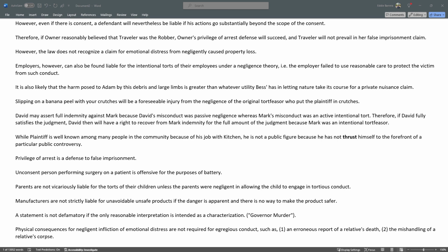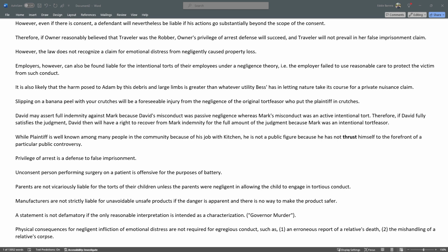Parents are not vicariously liable for the torts of their children unless the parents were negligent in allowing the child to engage in tortious conduct. Manufacturers are not strictly liable for unavoidably unsafe products if the danger is apparent and there is no way to make the product safer. A statement is not defamatory if the only reasonable interpretation is that it was intended as a characterization.